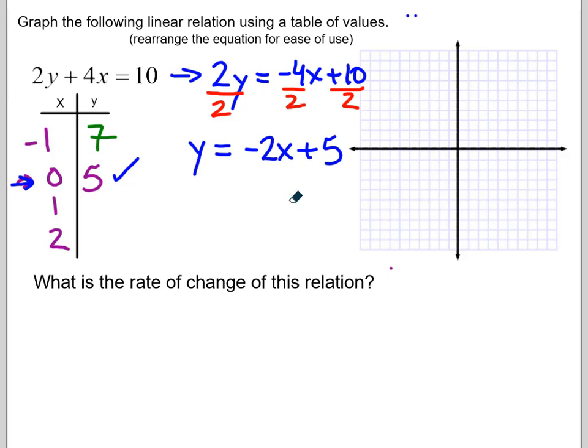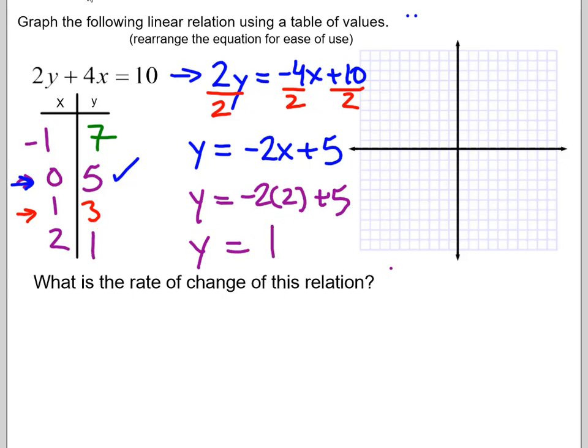I'm just going to erase some of those so I have enough room to keep writing. Let's do red. Let's go for the 1. Y equals negative 2 times 1 plus 5. Negative 2 plus 5 would be 3. And then we can do our last value. Let's use purple. Y equals negative 2 times 2 plus 5, and that would be negative 4 plus 5, or just a 1.